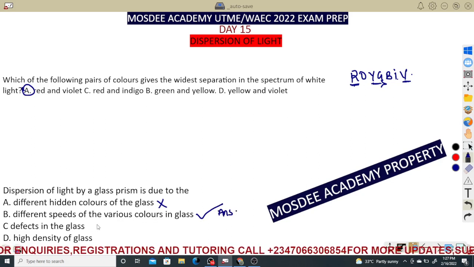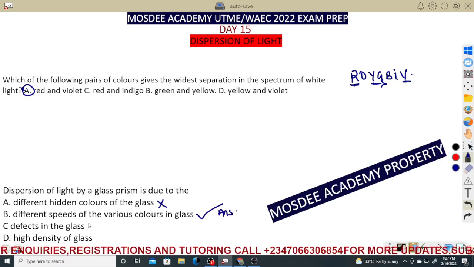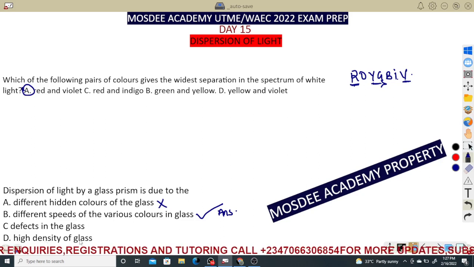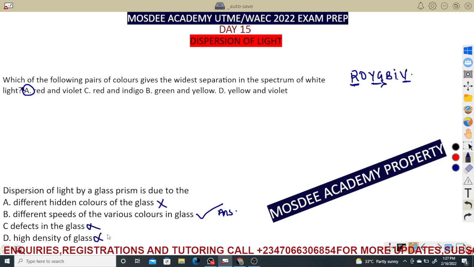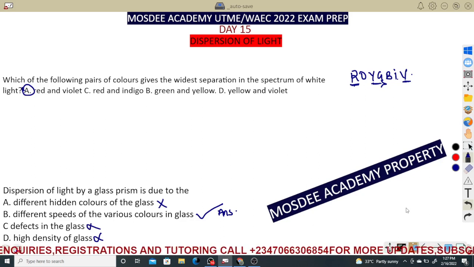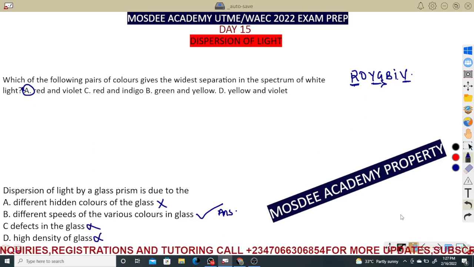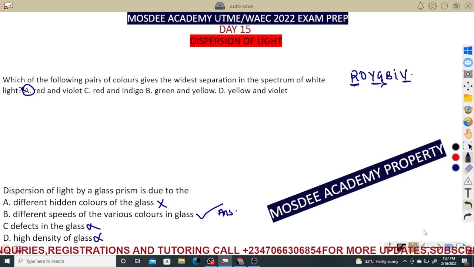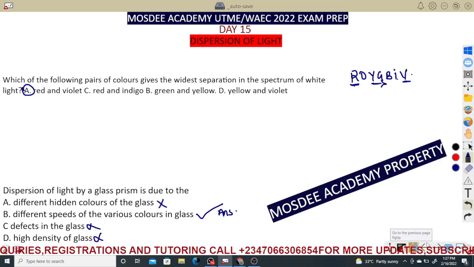Defect of glass. Defect of lenses is called spherical aberration. Now, high density and all these other options are not needed at your level for this question. So that's that. We move to the next question because of time. We have to save time. You guys can always come back to it and rewrite them.